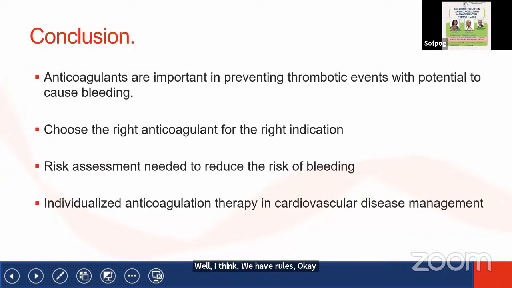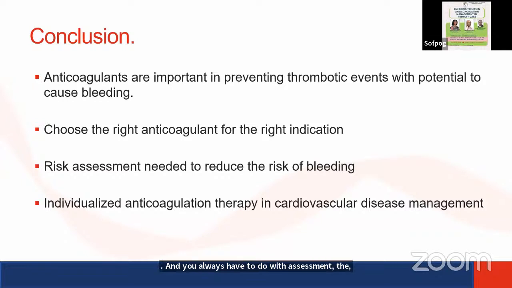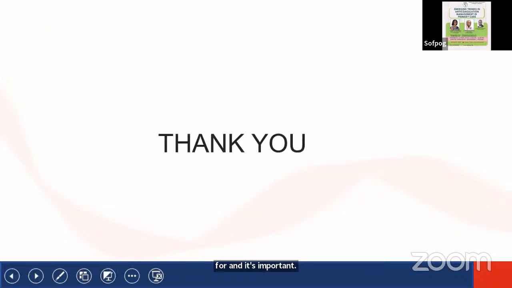So in conclusion, anticoagulants are very important in preventing thrombosis, but have potential side effects of causing bleeding. Get the fine balance. Choose the right anticoagulation, the right medication. And you always have to do a risk assessment for your patient to reduce the risk of bleeding, the risk of clot, and then try and manage. It's important that you individualize anticoagulation therapy and vascular disease management. Thank you very much.